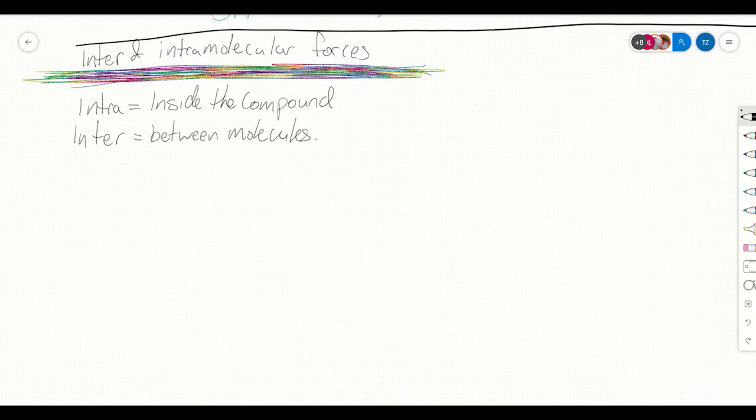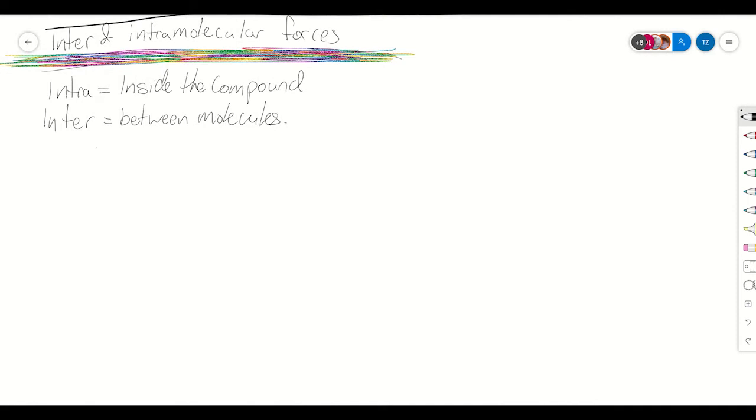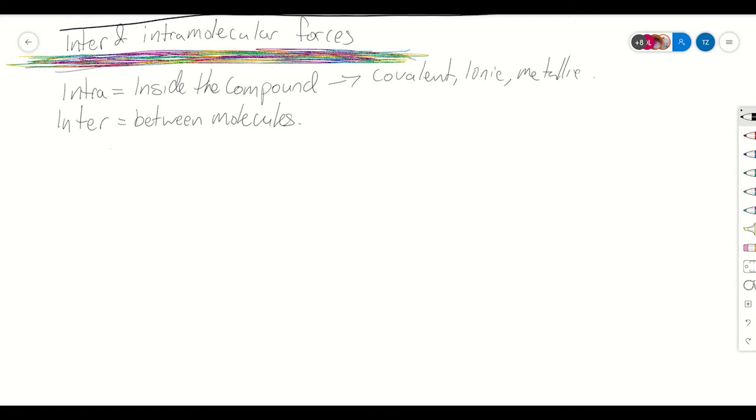Cool. So when we're looking at these, we have a couple of different ones. Our intra ones are inside the compound, and this is going to be our covalent, ionic, and metallic. So there are three main types there, and I think we're okay with those ones. Now we're going to look at the inter.